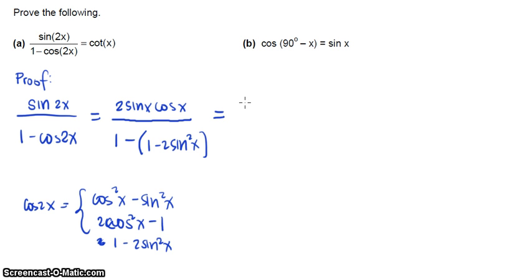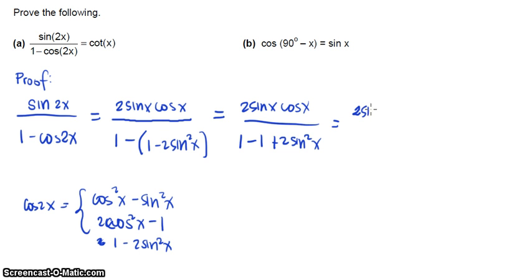Okay, to continue the proof, just simplify what you have now. So 1 minus 1, negative, and a negative. Take note that the parenthesis is very important when you replace an expression. Errors are sometimes committed because of not putting a parenthesis when substituting an expression. So to continue, this is 1 minus 1 plus 2 sine squared x. Then continue simplifying the expression.